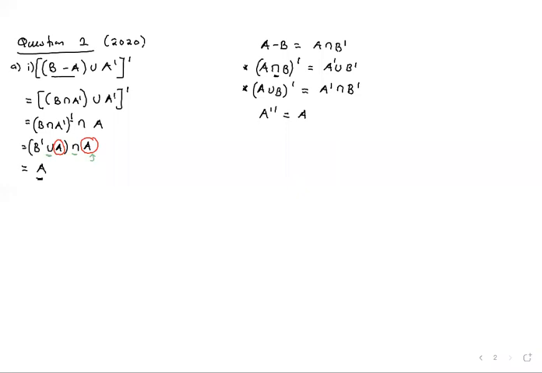Sir, my question is, what if it was B intersection A, close bracket, union A? Would it also be A? Yes, because we talked about the set being outside and inside, and also opposite operations.